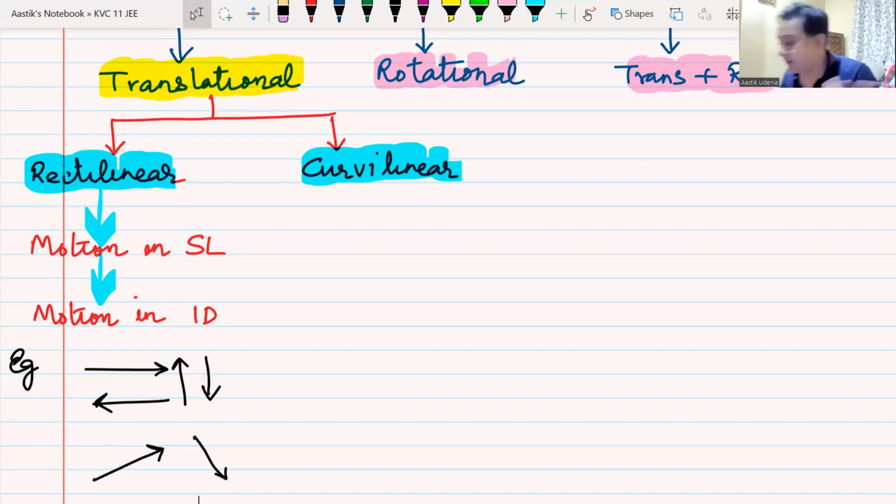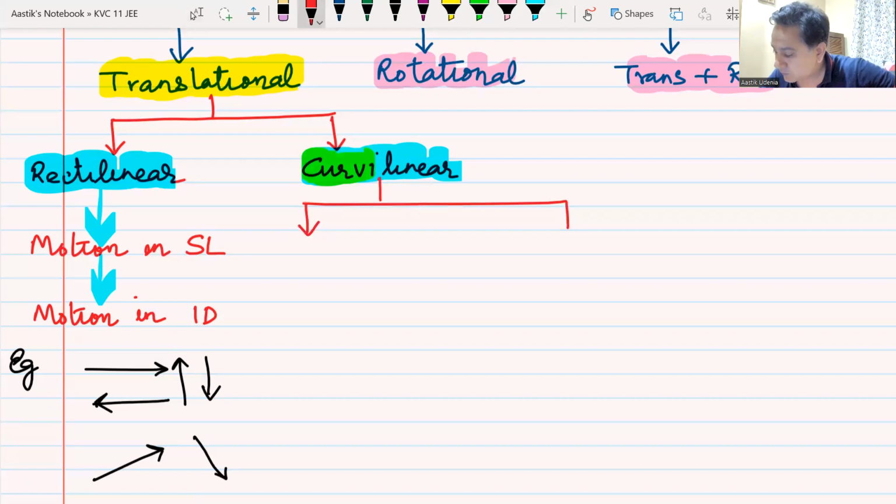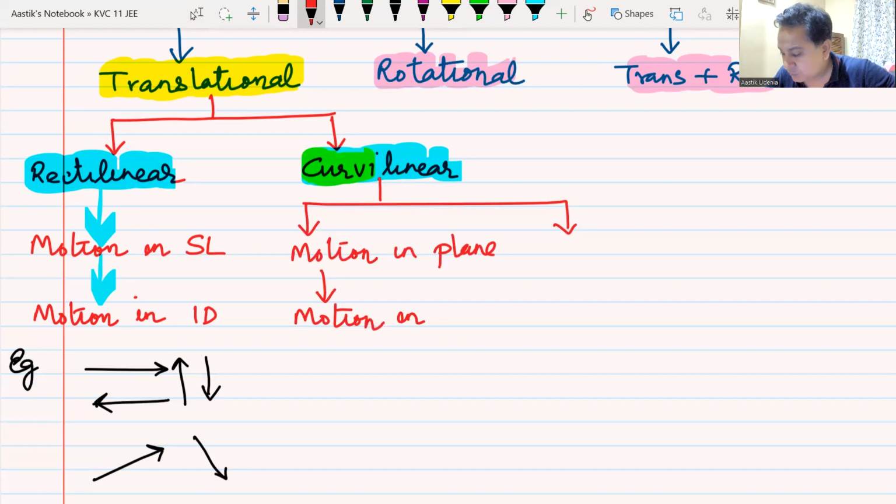So what do you mean by curvilinear? As soon as you hear the term curvilinear, the first thing that comes to your mind is that the motion would be in circles or in curves. That may not be completely true, because curvilinear motion can again be further subdivided into two types of motion if you want. The first type of motion is known as motion in a plane, my dear friend. A body moving on a plane, which is also known as motion in two dimension, motion in 2D.